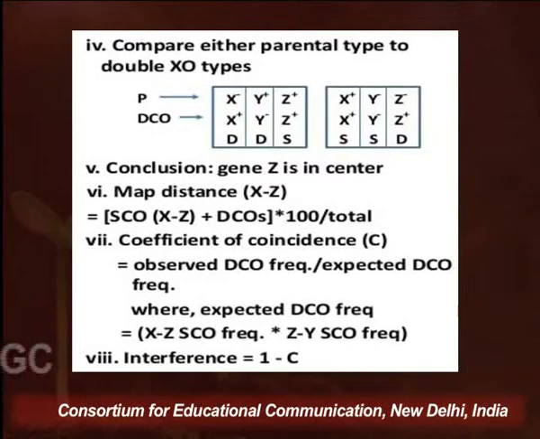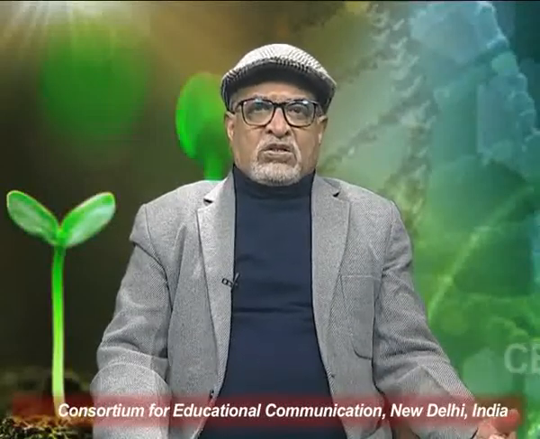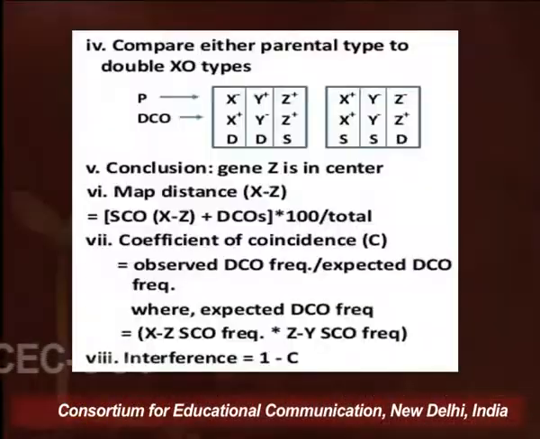This gives us the order. After that, once we conclude, for example, that in the earlier example SU was in the center, we then calculate the map distances between the two genes flanking the central gene. Then we find out the coefficient of coincidence, which is the observed double crossover frequency divided by the expected frequency, and then with the formula interference is equal to 1 minus C, we reach the right conclusion.